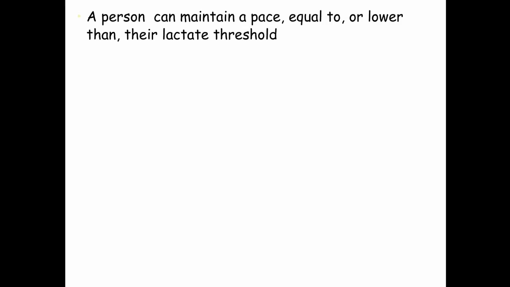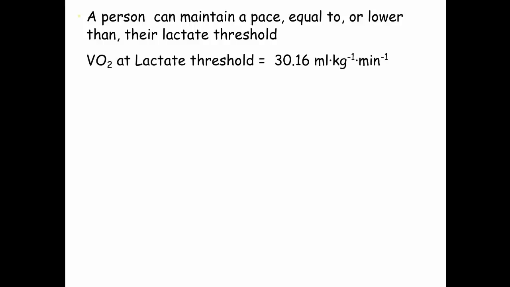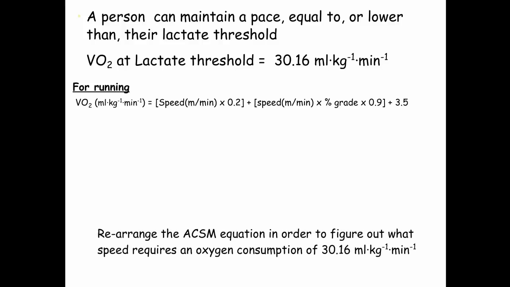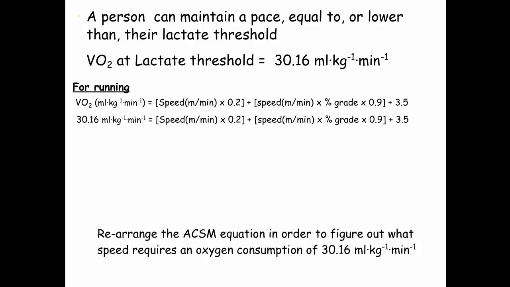Recall that a person can maintain a pace equal to or lower than their lactate threshold. Once they pass their lactate threshold, lactic acid production results in hydrogen production, which will inhibit performance. So we already know that his VO2 at lactate threshold is 30.16 mL per kilogram per minute, and that we have the ACSM equation here. We're going to rearrange the ACSM equation in order to figure out what speed requires an oxygen consumption of 30.16. So we know VO2, we want to figure out speed.